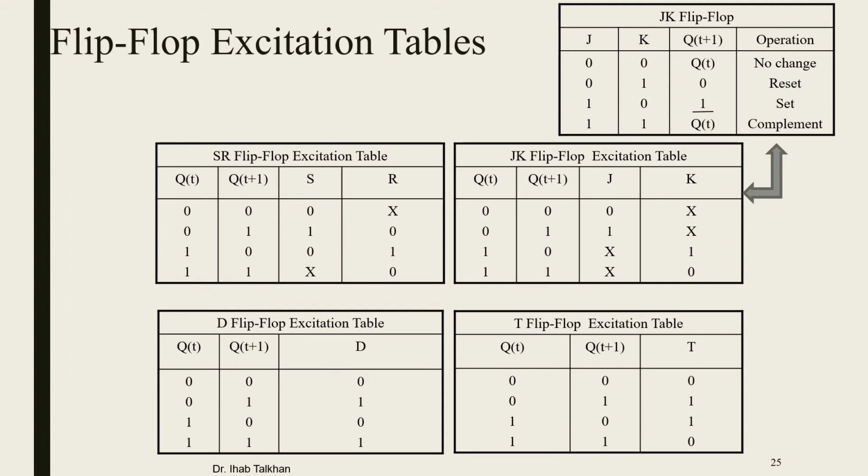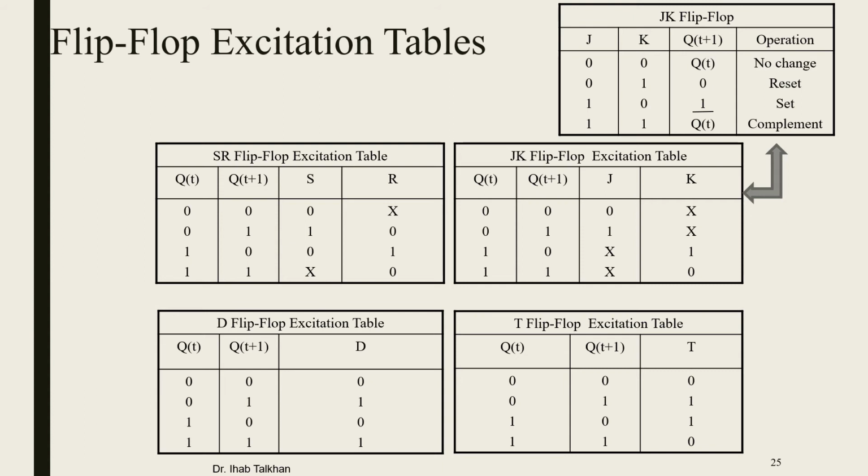So let me now give you a way to configure the excitation table for the JK. As you can see here from the table, we have Q of t, which is the present state, and Q of t plus 1, which is the next state. Q of t plus 1 takes the values 0, 1, 0, 1, and Q of t takes 0, 0, 1, 1. So look at the first row. Q of t is 0 and Q of t plus 1 is 0, which means 0 goes to 0. If you go back to the characteristic table, you find this complies with no change and reset.